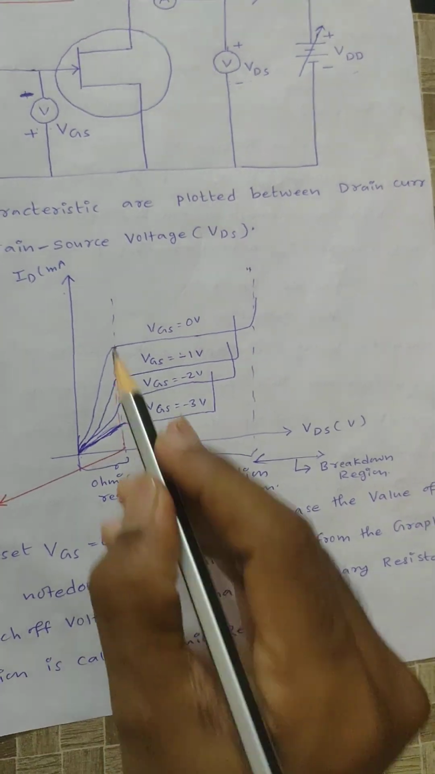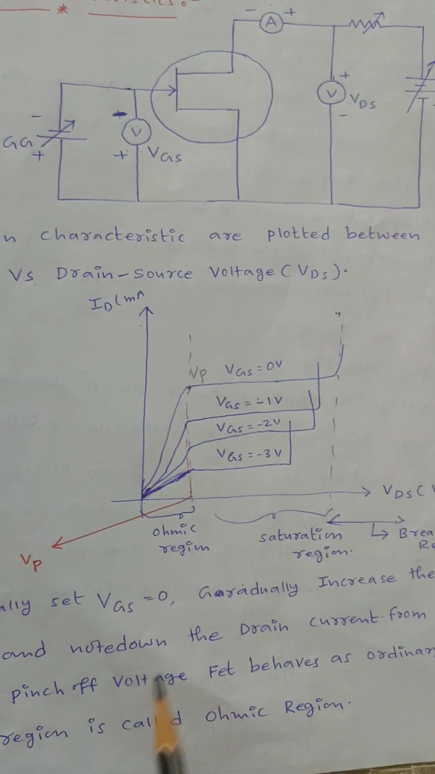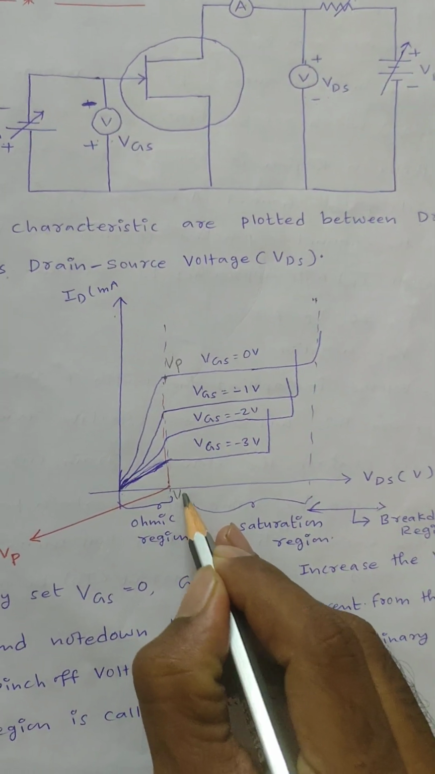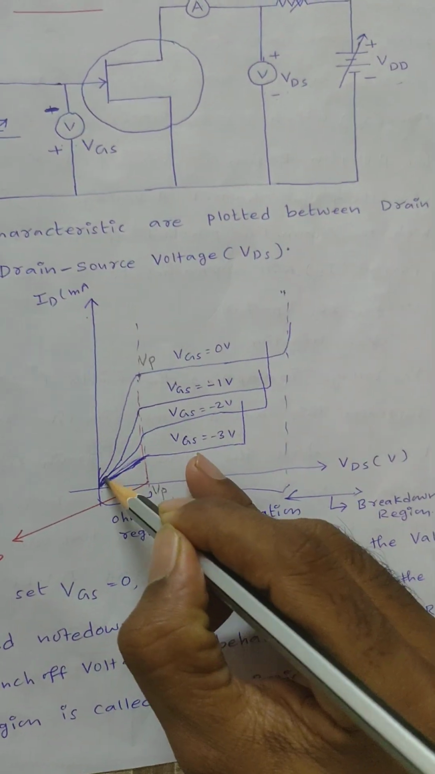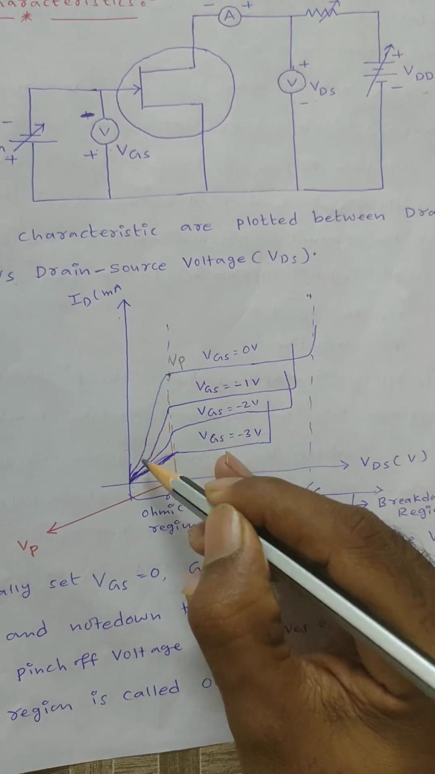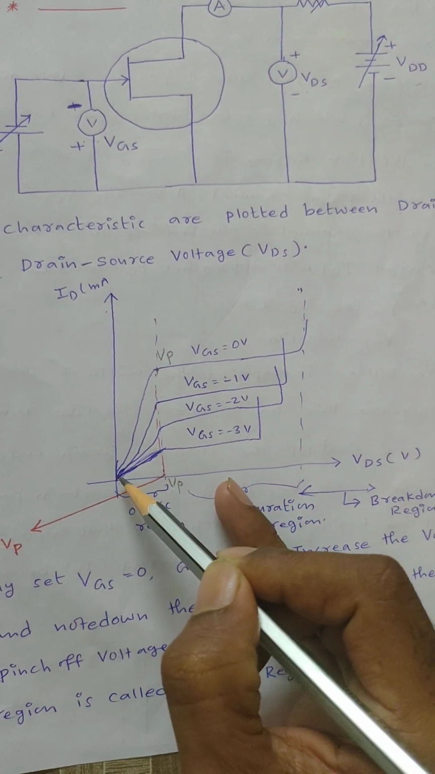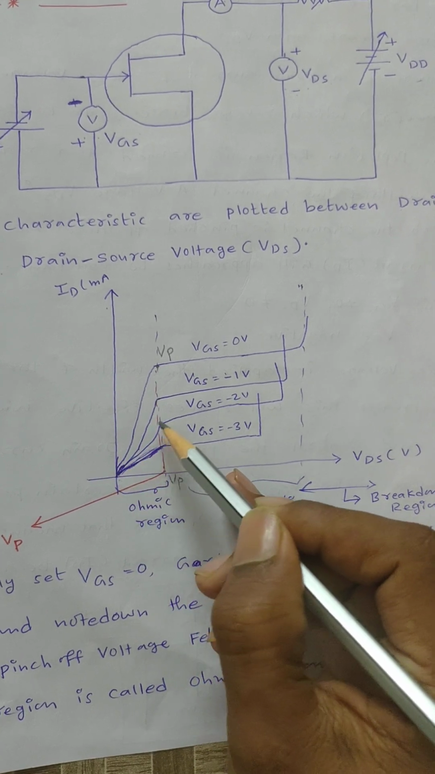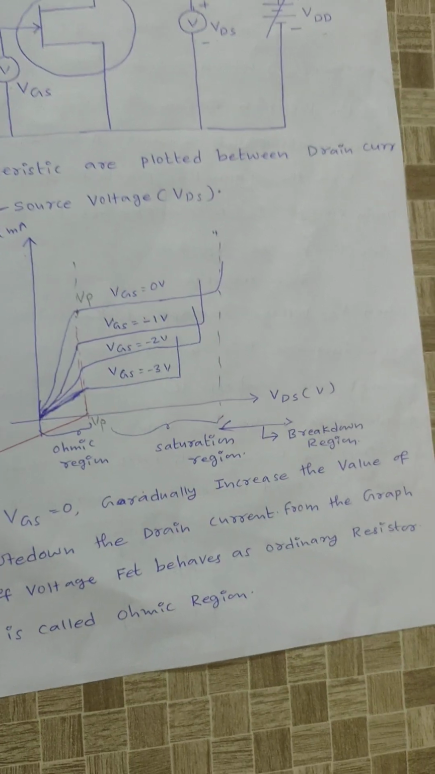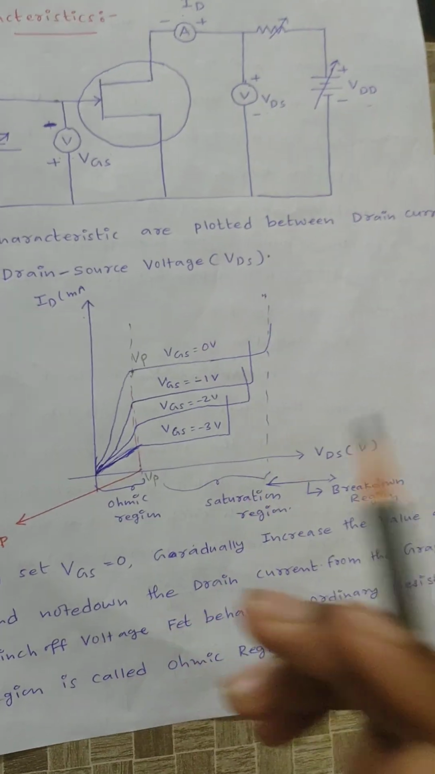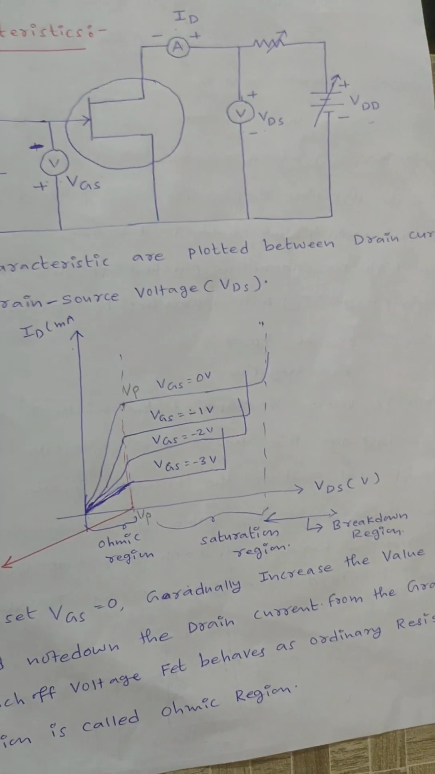From the graph, see here, this voltage is VP, the pinch off voltage. Up to this pinch off voltage, the current flowing through the FET is linear. That means if we increase the VDS value, the current also increases linearly. It behaves as an ordinary resistor, so that region is known as the ohmic region.